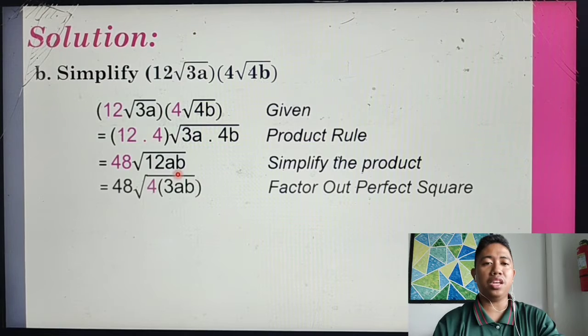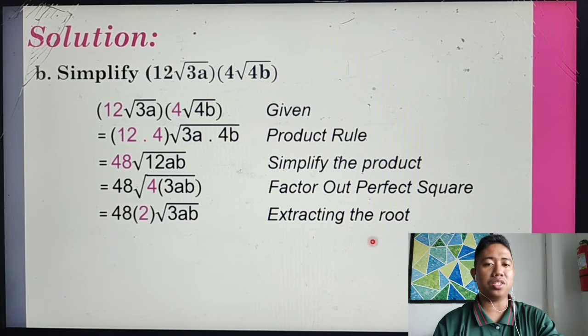The next step is to factor out at least one factor which is a perfect square. We factor 12ab: 12 is 4 times 3, and we copy the two variables a and b. So it becomes 48 square root of 4 times 3ab. The next step is extracting the roots. We have at least one perfect square number inside the radicand, which is 4.